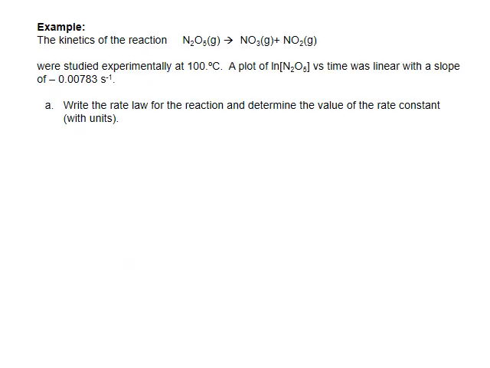Let's start with part A. Write the rate law for the reaction and determine the value of the rate constant. Since a plot of natural log of concentration versus time was determined to be the most linear, this tells us that the reaction is first order in concentration of N2O5. So we can immediately write the rate law. Rate is going to be equal to k times the concentration of N2O5. And again, since it's first order, this will be raised to the first power.